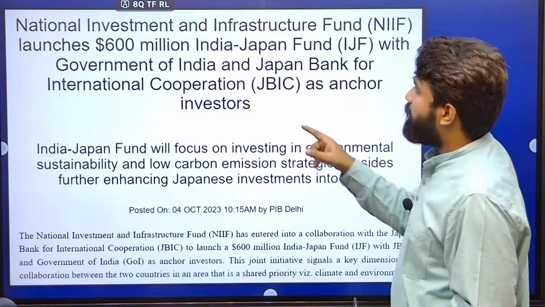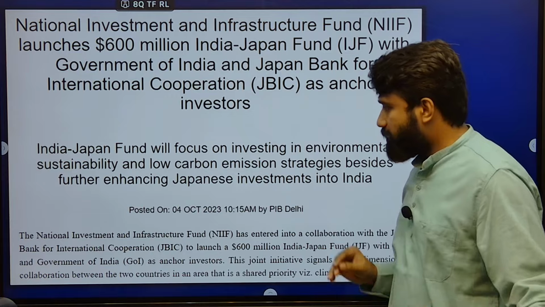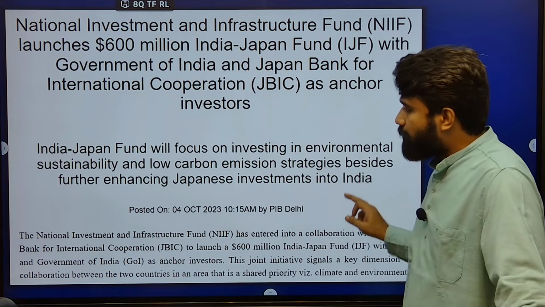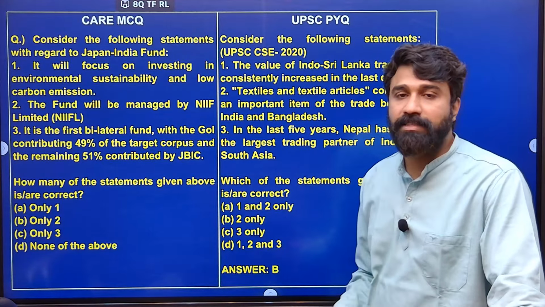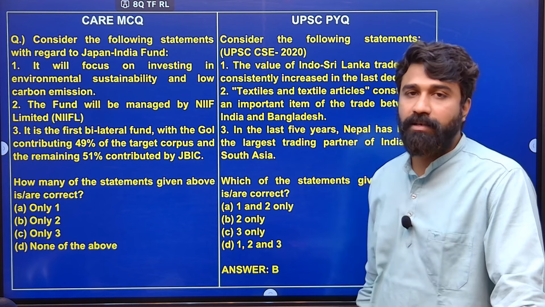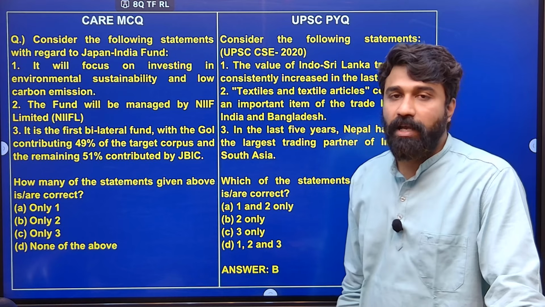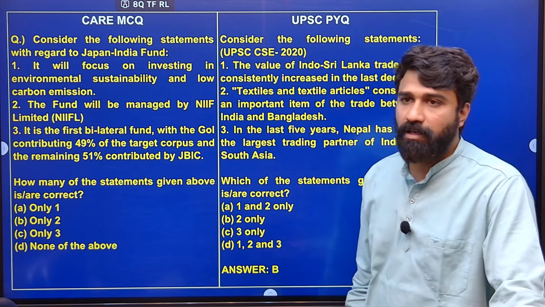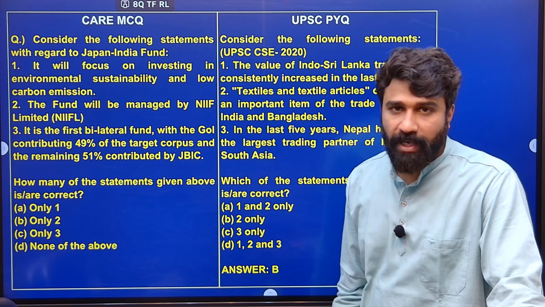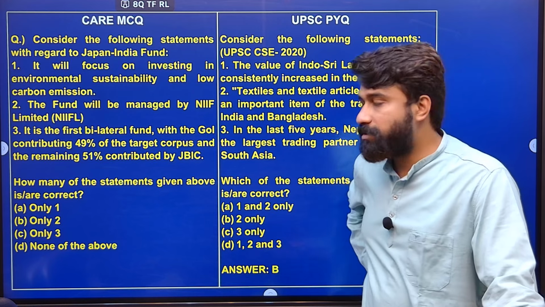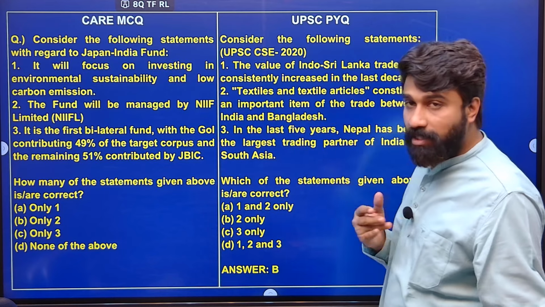Next question. National Investment and Infrastructure Fund launches 600 million India Japan Fund. Please read all the schemes associated with the recent treaties that have taken place between India and other countries, and the policies introduced accordingly, and the multilateral global platforms. Recently, interministerial cooperation has taken place to negotiate on food stockpile at the WTO. There are certain restrictions on food stockpile. And next, these are the questions regarding the Japan India Fund. This is a simple question, I think you can read it.